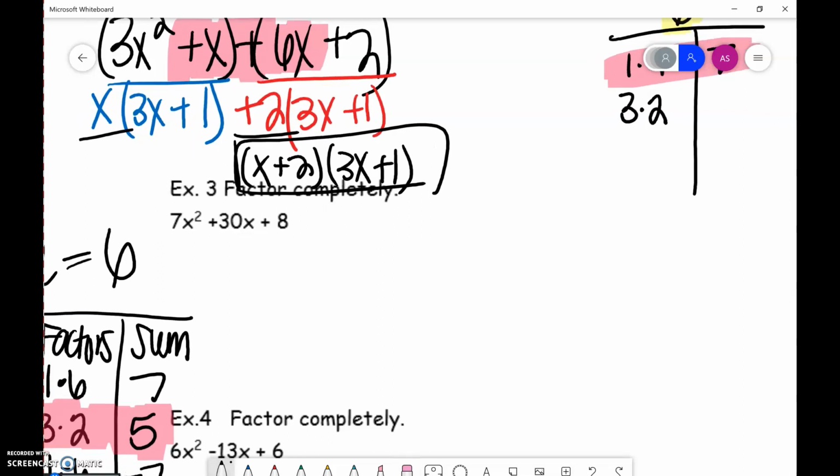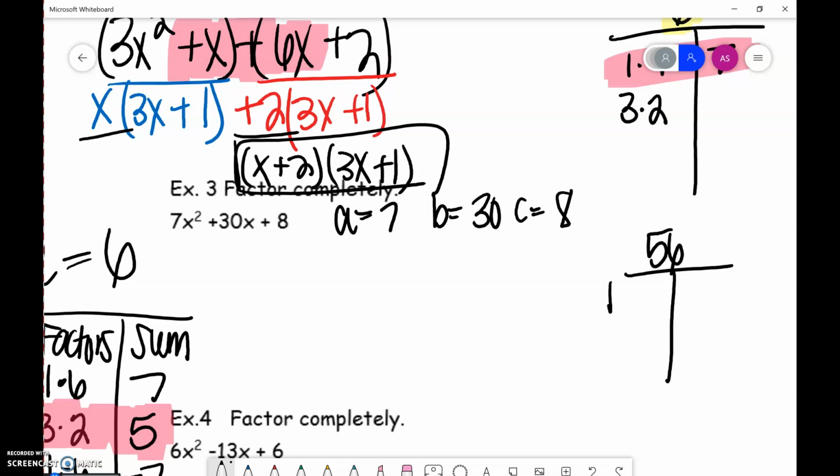Our next one, we have 7x squared plus 30x plus 8. So I'm going to do my A, B, and C. I have 7, 30, and 8. So here I'm going to have 56.